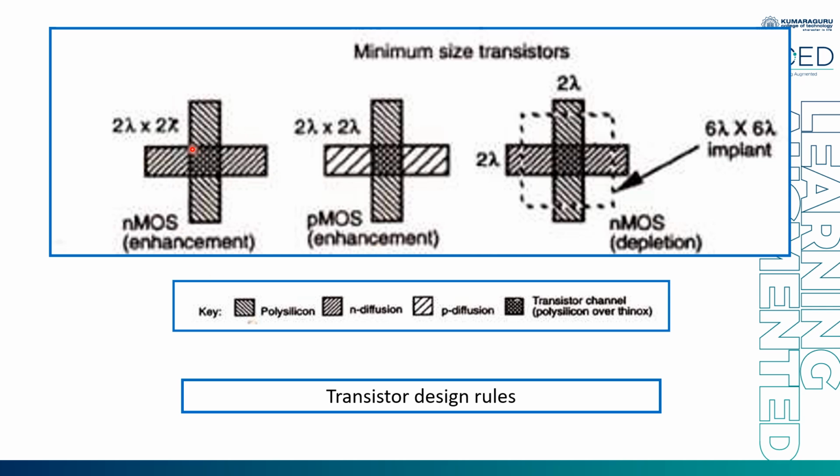If you see this square, that is the intersecting square, it has to be 2 lambda cross 2 lambda, and this length has to be 2 lambda, this length also has to be 2 lambda, this length also has to be 2 lambda. So this minimum size of a transistor is mentioned here. Likewise, whenever you measure an implant, the area has to be 6 lambda cross 6 lambda minimum.